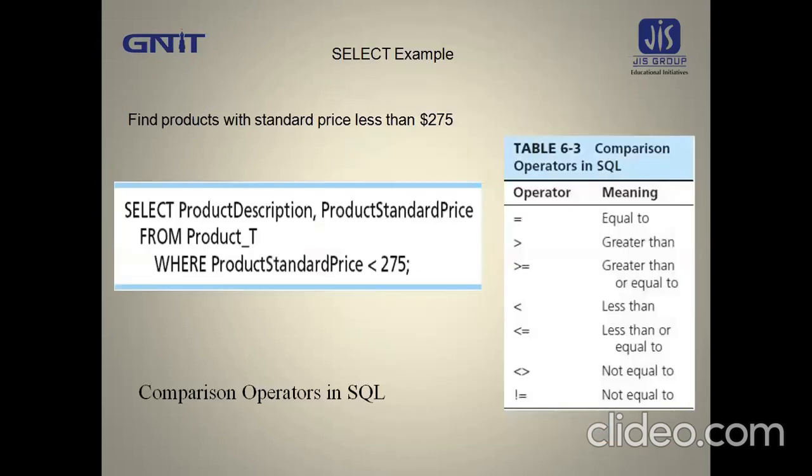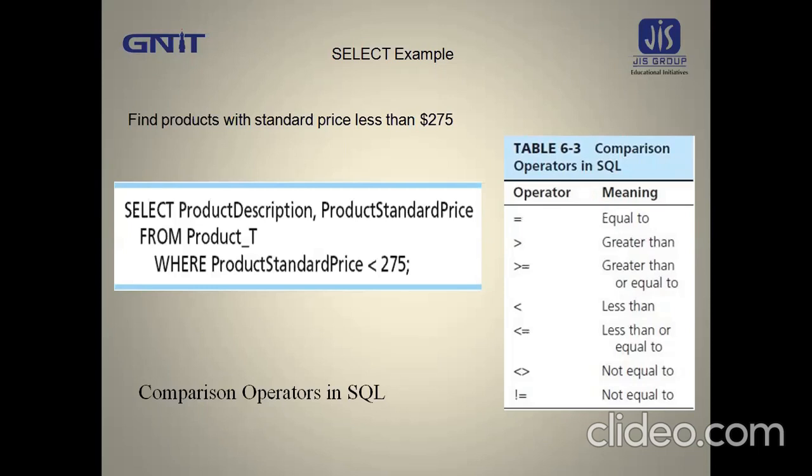Now this is the select example. So we can find products with standard price less than $2.75. That is our query. What will be the query for that? Then this is in the table.